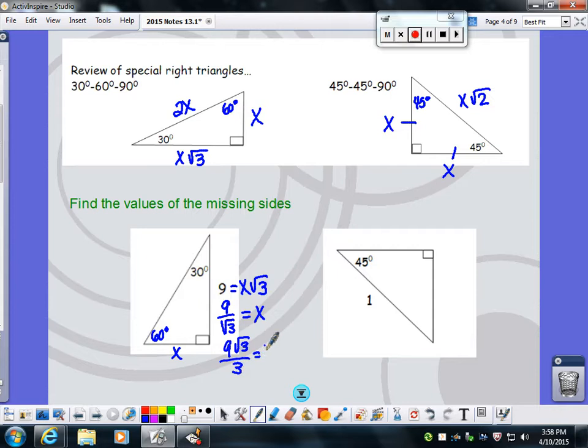So that's going to end up being 3 square root of 3. That's going to be our x. And then to find our hypotenuse, we're going to double our short leg. So 2 times 3 square root of 3 is going to give us 6 square root of 3.